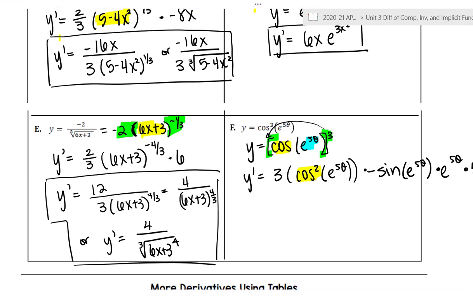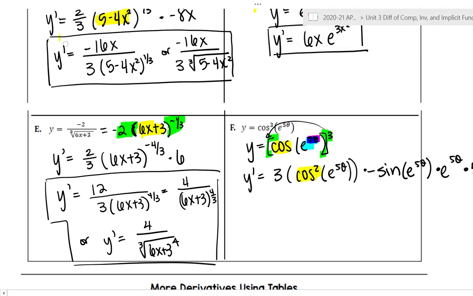So I actually didn't grab that at the very beginning. We should have said, we have so much going on here. So first off, we did the green function, took the derivative of the green. Don't touch anything. Take the derivative of the yellow. So that's that sine, don't touch anything. Take the derivative of the blue. That's that e to the 5 theta. Don't touch anything else. Then we're taking the derivative of that 5 theta, and that gives us 5.